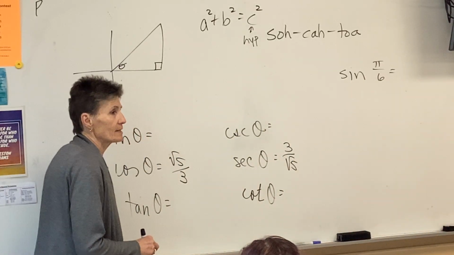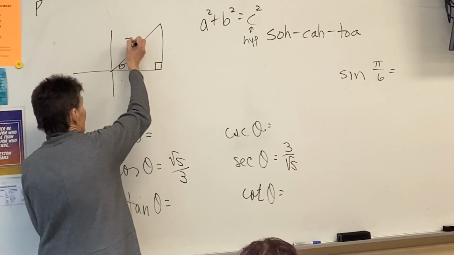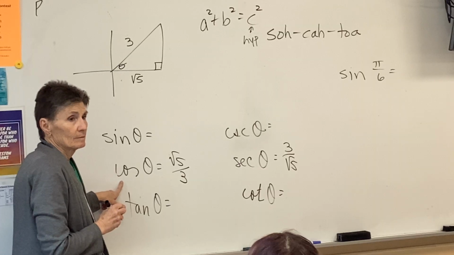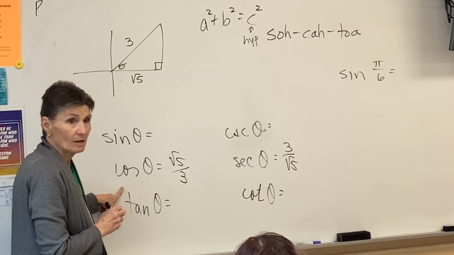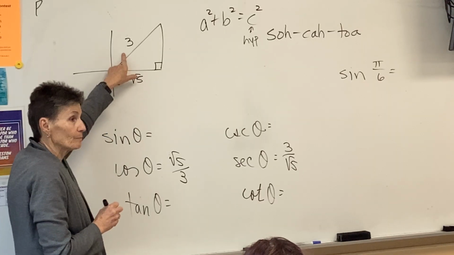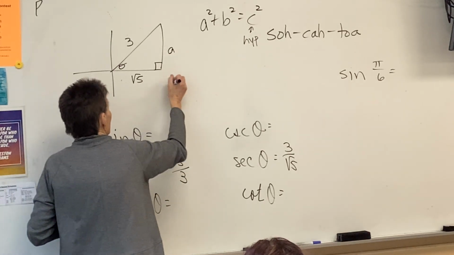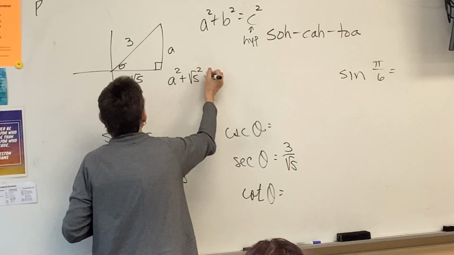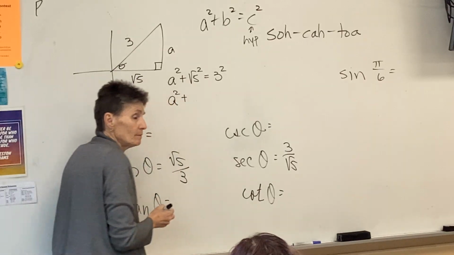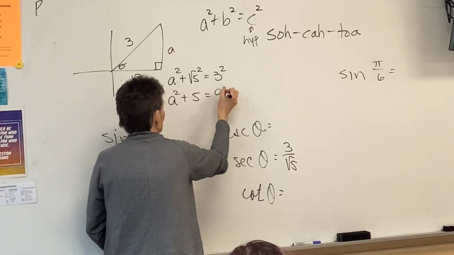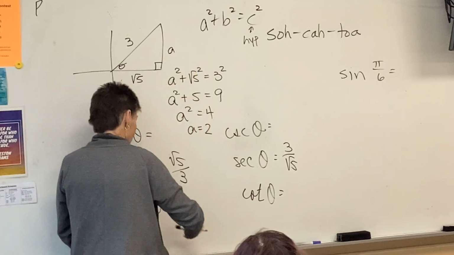All right, boys and girls, I hope you put a root 5 here and a 3 here. Why? Cosine is adjacent over hypotenuse. So I'll call that A, it doesn't matter, call it whatever you want. A squared plus root 5 squared equals 3 squared. What's root 5 squared? 5. So A squared equals 4, and A this time works out to be 2.